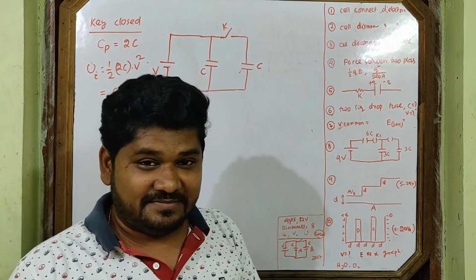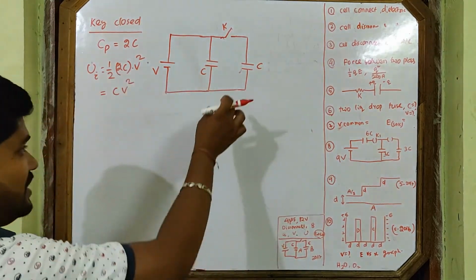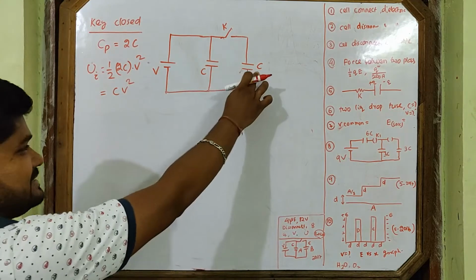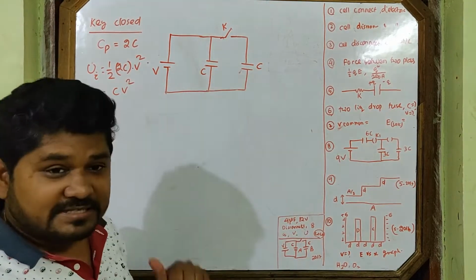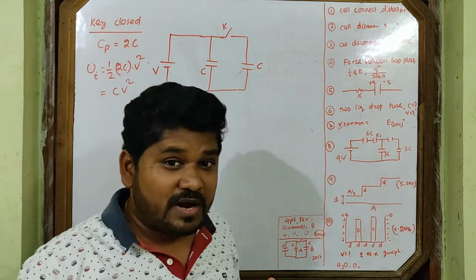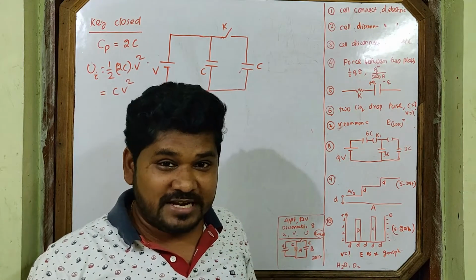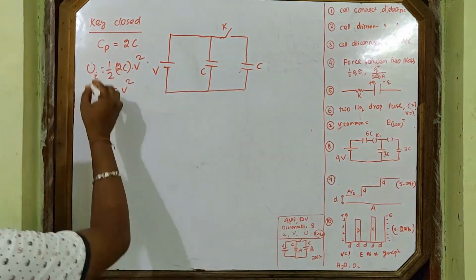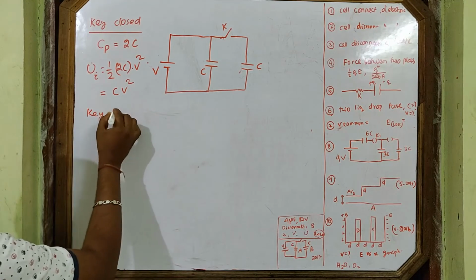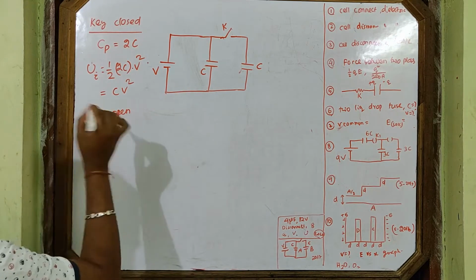Dielectric is inserted. Now what happened, you see. Capacitance must increase. This becomes KC. But what change will happen? Potential must change. Okay. Now let's see, this is key closed. This is key open.